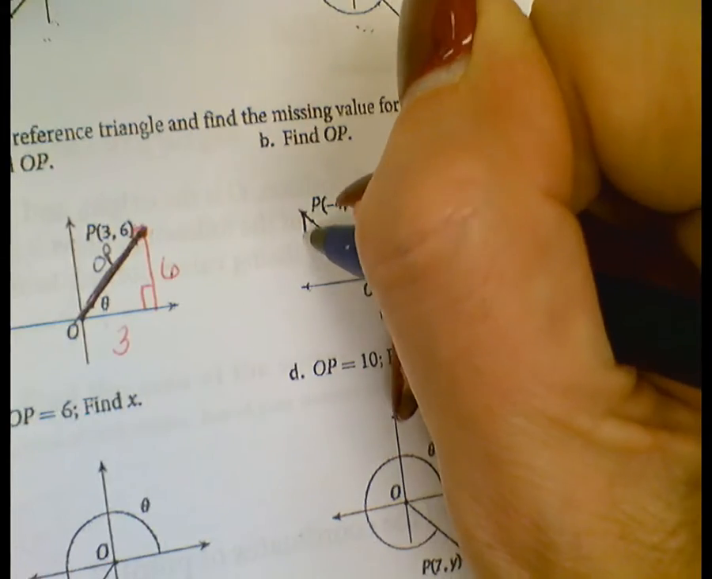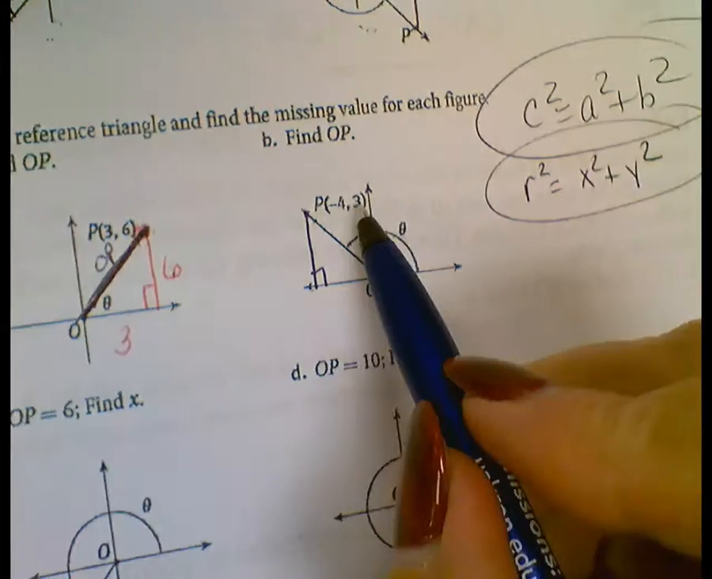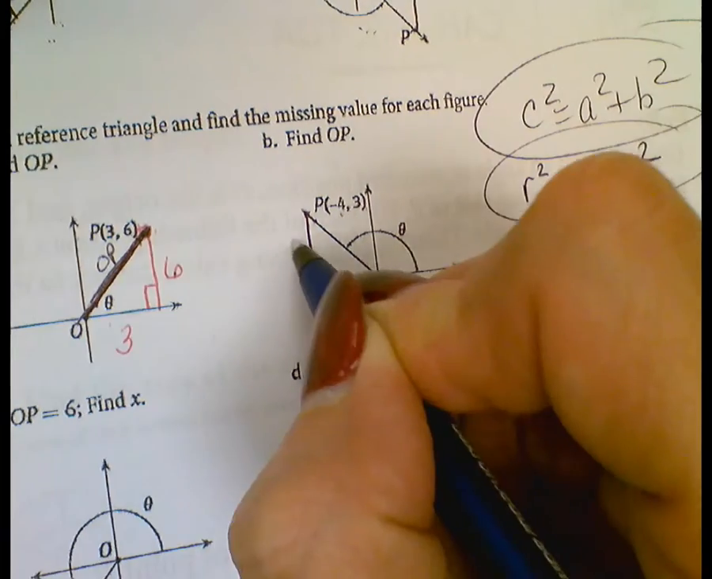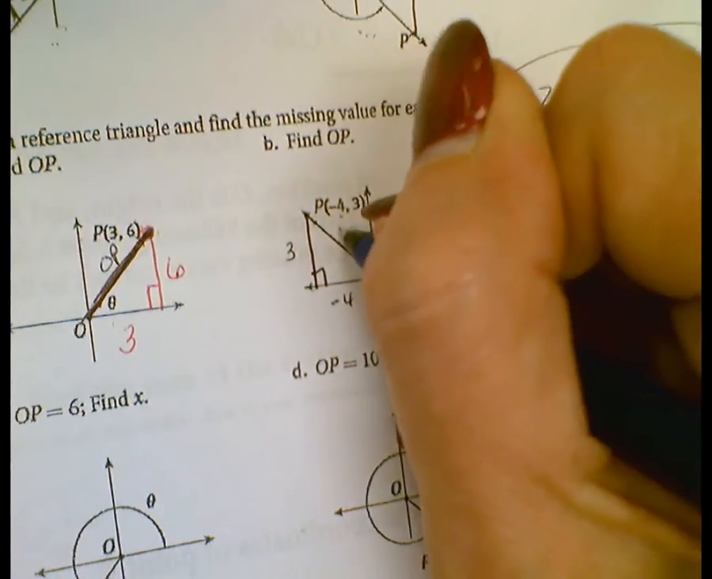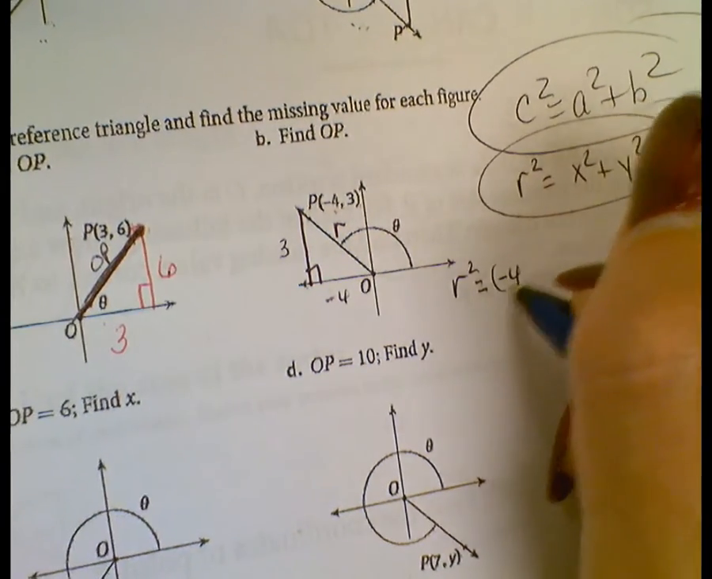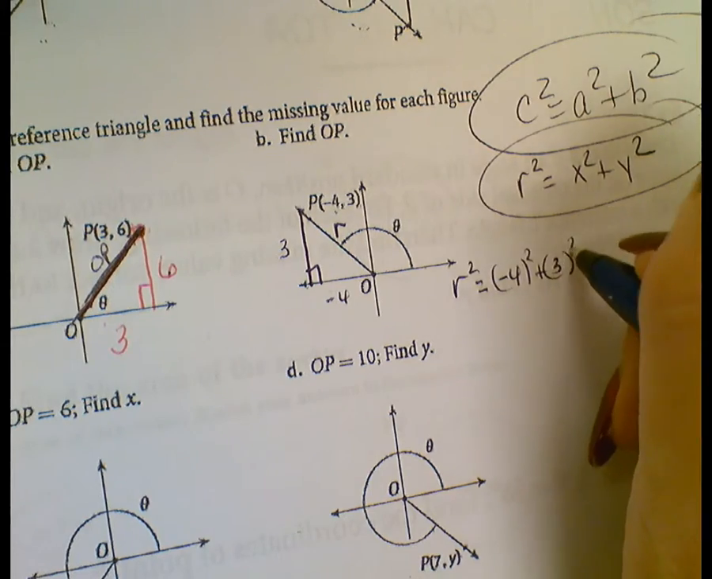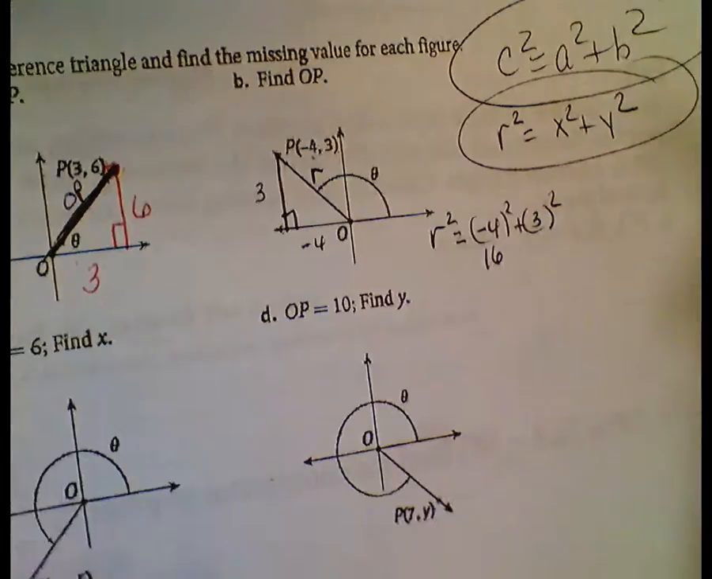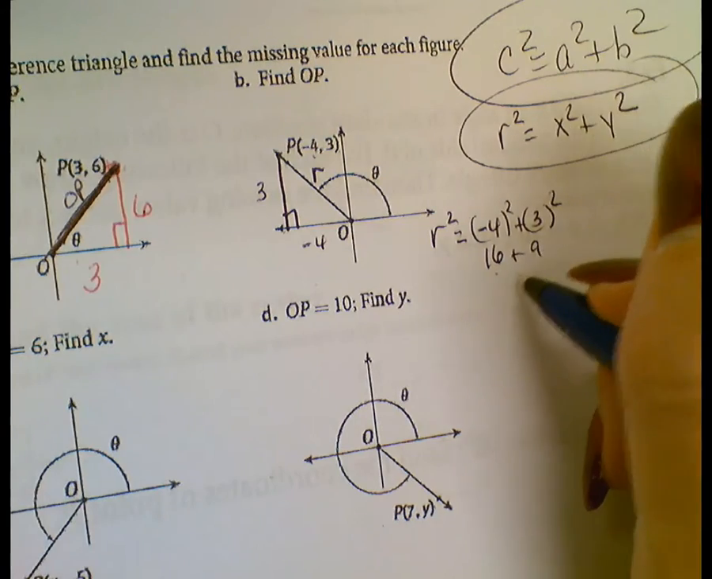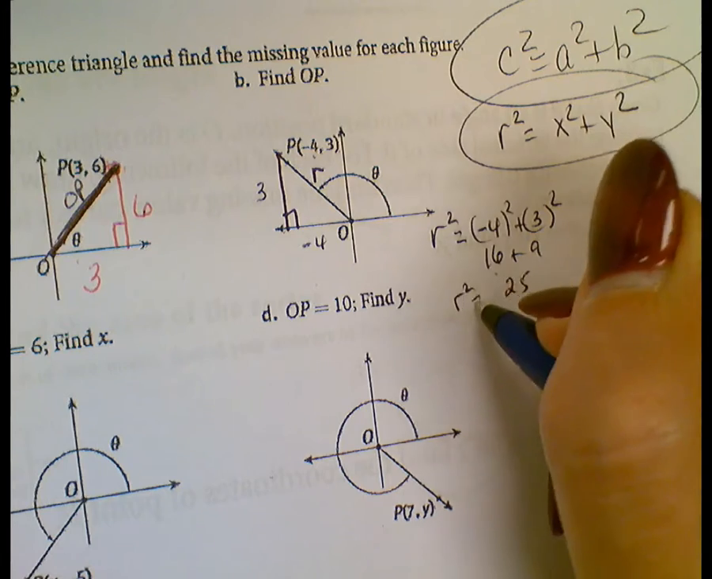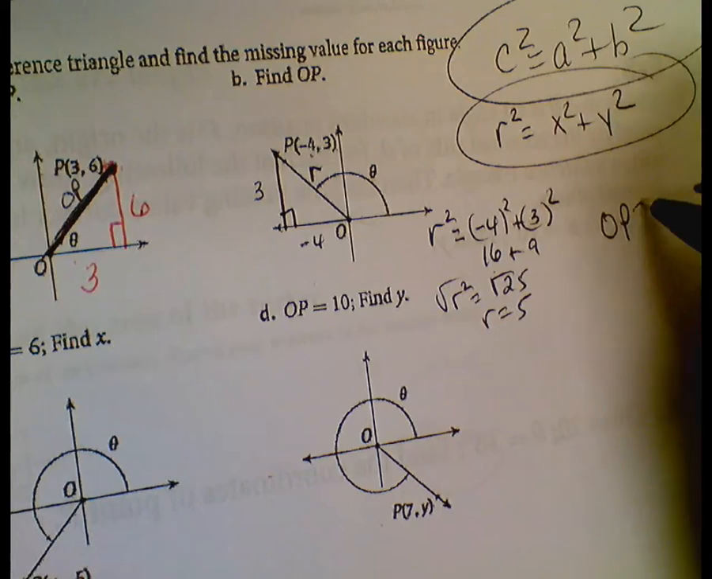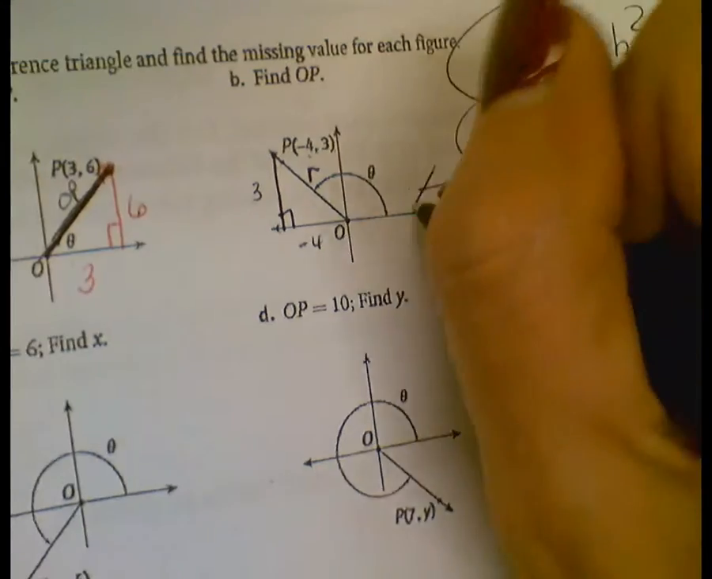So let's go to the closest x-axis and let's fill in our sides. The left side, the x is negative 4. So that's your x-coordinate. The y-coordinate is 3. Find your hypotenuse. I'm going to call this r this time. So we have r squared equals negative 4 squared plus 3 squared. Anything squared is always positive. So whether that's a negative 4 or a 4, that is going to be 16, plus 9, which is 25. Ooh, this one's better. So the square root of 25 is 5. So OP is 5.